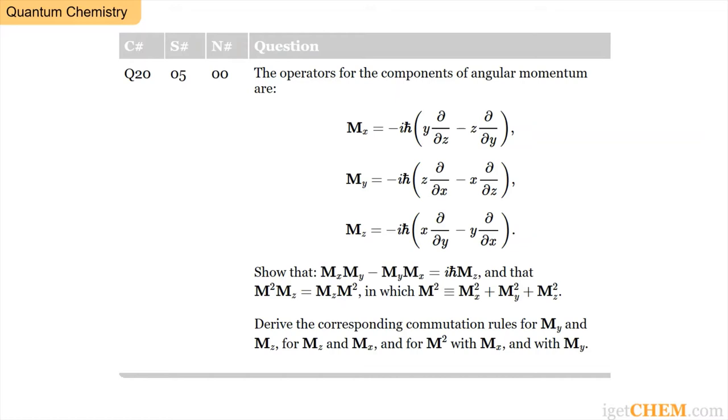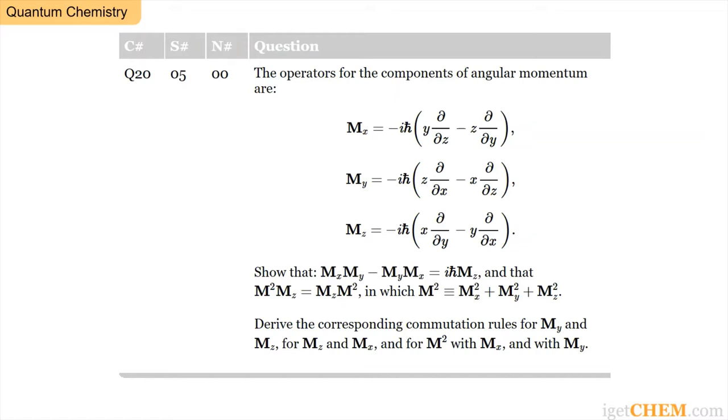The operators for the components of angular momentum are Mx equals minus i h bar (y ∂/∂z minus z ∂/∂y), My equals minus i h bar (z ∂/∂x minus x ∂/∂z), and finally Mz is equal to minus i h bar (x ∂/∂y minus y ∂/∂x).